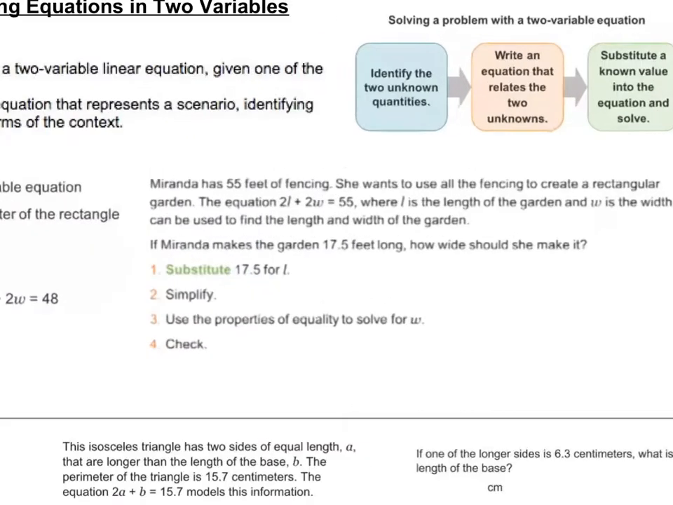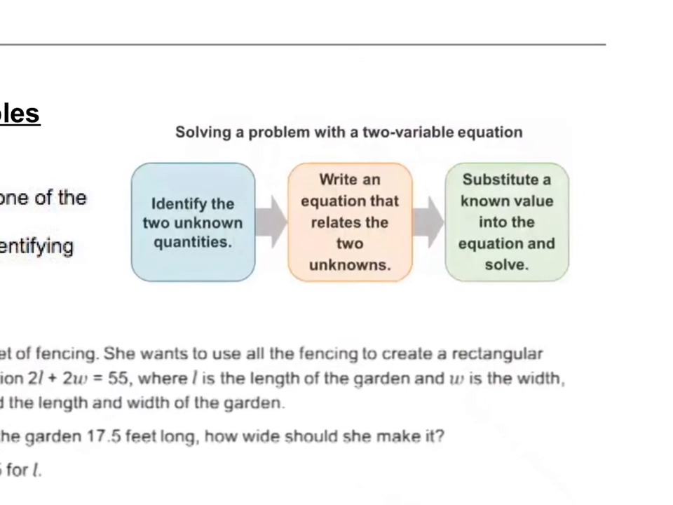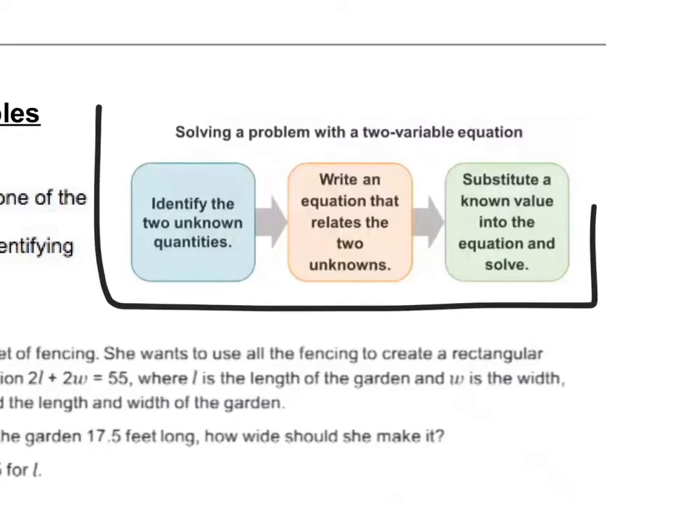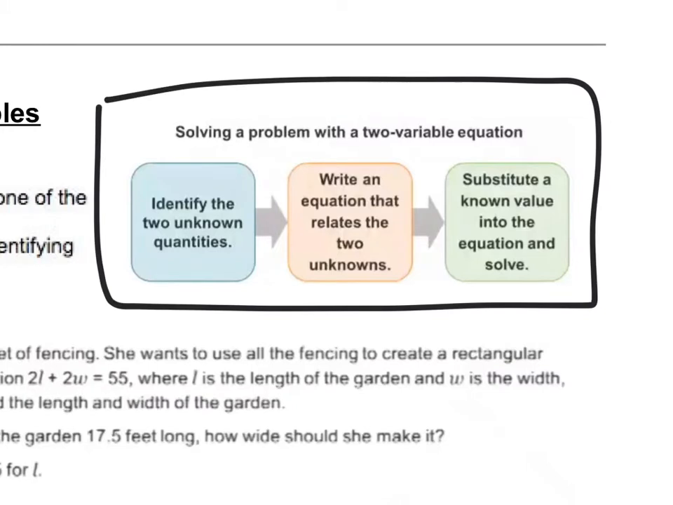So here's kind of a little portion of your homework or some strategies to help you with your homework. And it's this part right here, okay? Solving a problem with a two-variable equation. First thing we want to do is identify the two unknown quantities, okay? So identify what the variables are. Second thing, we want to write an equation that relates the two unknowns. Okay, and then we want to substitute a known value into the equation and solve.